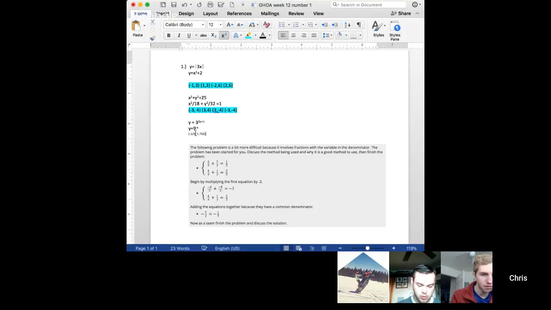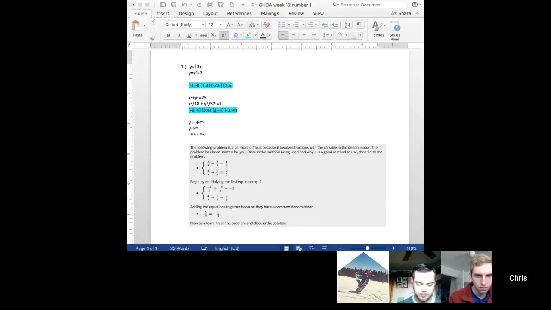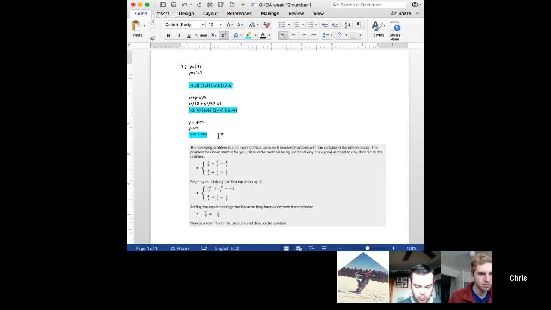Is that +1? What? Is that +1? The y equals 3. Yeah, it's +1. Okay. Let me check to make sure that's correct. Yep. That's the intersection. 0.25, 1.372, 732.